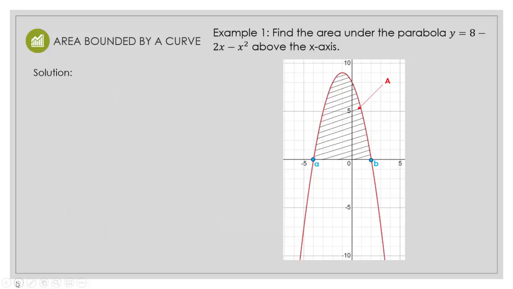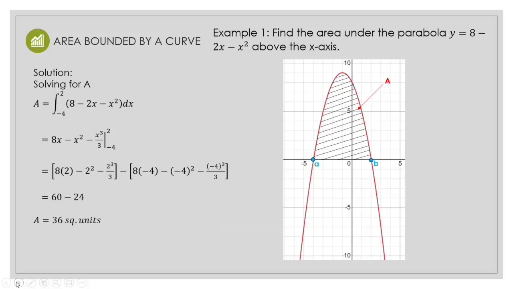Now that we have solved for the values of A and B, we can now solve for the area bounded by the curve above the x-axis. This is the definite integral corresponding to the area that we need to solve. Solving for the value of this integral will give us 36 square units as the value of the area under the parabola above the x-axis.